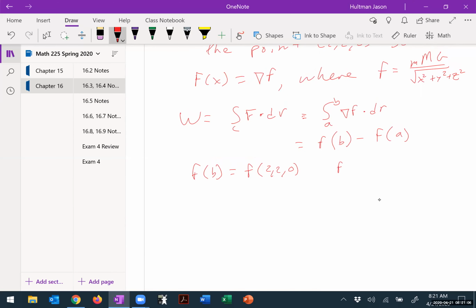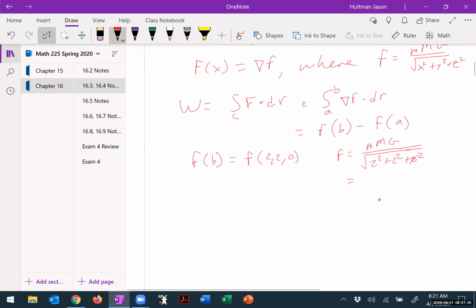So this is going to be f equals mMG, so I should make my m a little bit bigger, mMG over the square root of 2 squared plus 2 squared plus 0 squared. So this is going to be mMG over the square root of 8, which is 2 radical 2. Okay, so that's f of b.